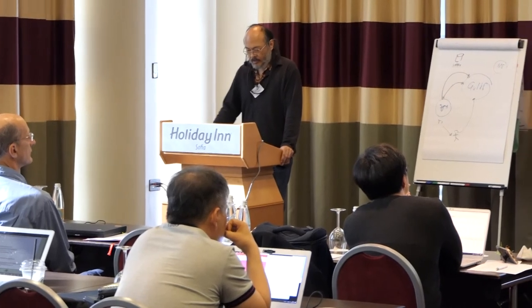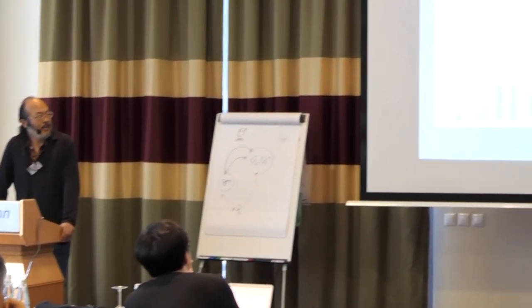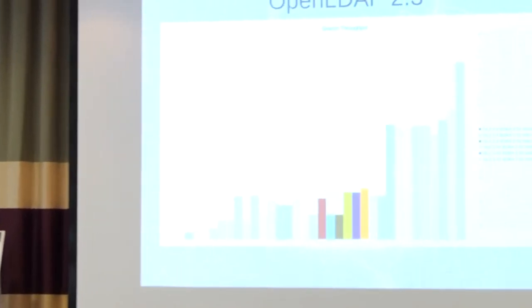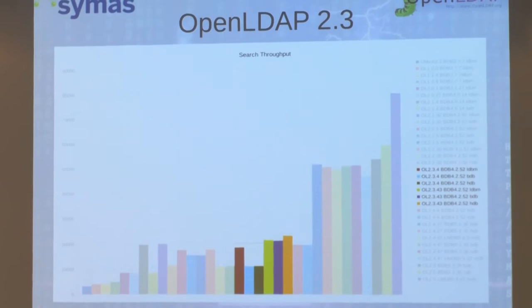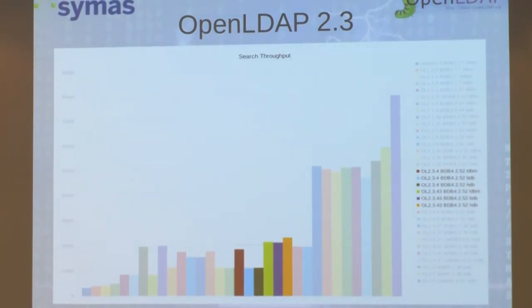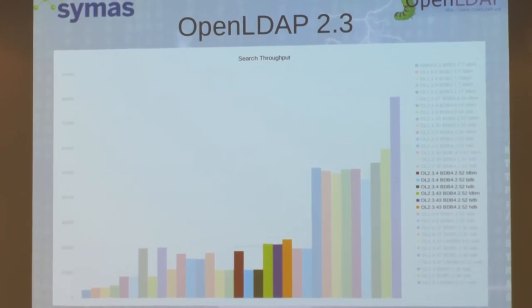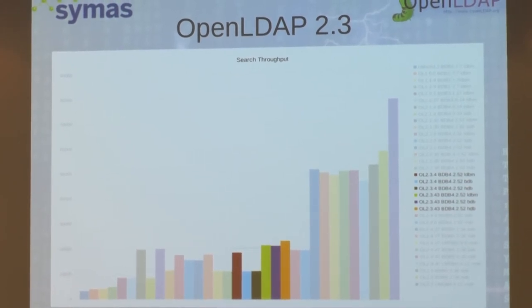In OpenLDAP 2.3, you can see that back LDBM is still performing pretty decently. Back BDB is still performing fairly slowly. The set of numbers here, there's three columns for the beginning of the release series and three columns for the end of the release series. So by OpenLDAP 2.3.43, we actually had back BDB performance tolerable. We're in a decent place.